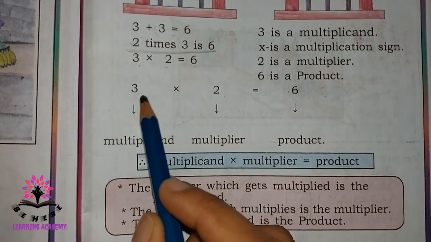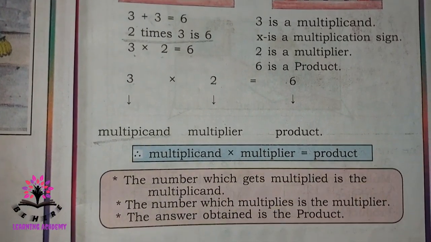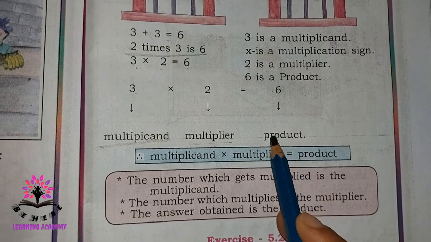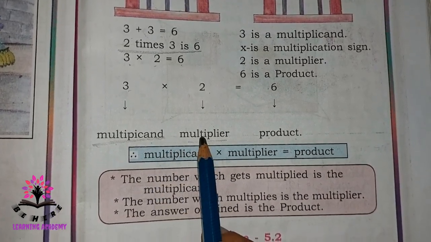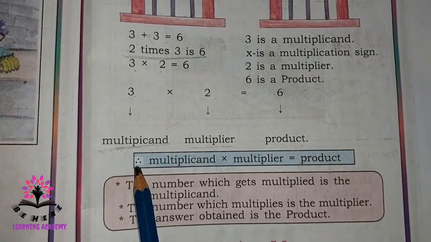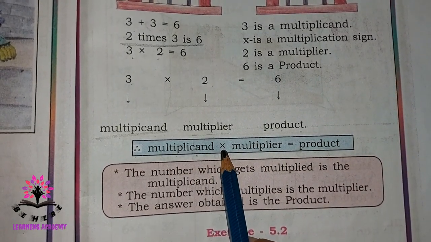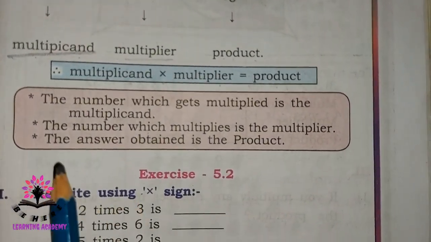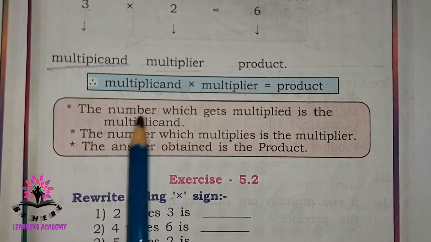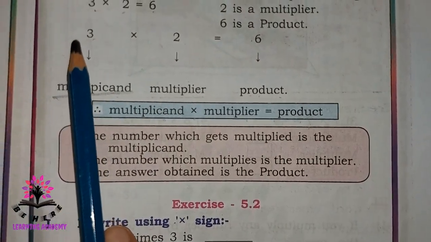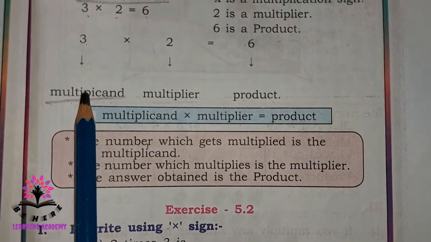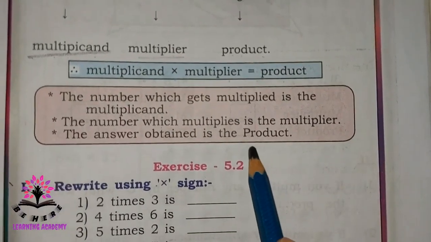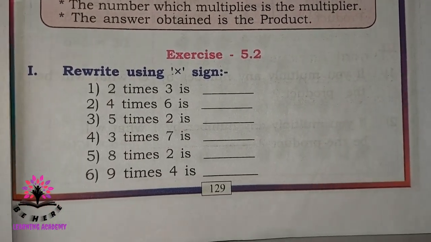Right. So here 3 is the multiplicand. 2 is the multiplier and 6 is the product. Multiplicand, multiplier and product. So when the multiplicand is multiplied by the multiplier, the answer is the product. The number which gets multiplied is the multiplicand. This 3 is getting multiplied. The number which multiplies, the repeated number, is the multiplier, and the answer we call a product. Let us move on to the exercise now.